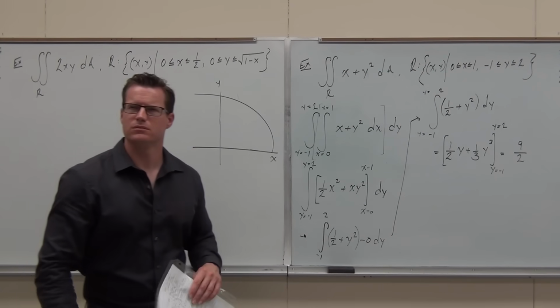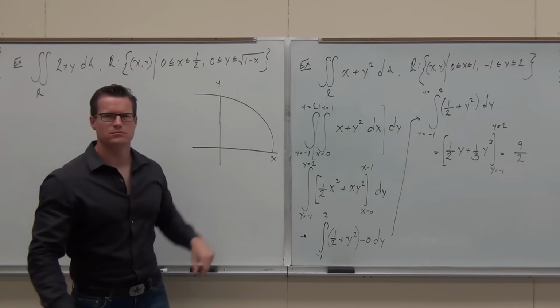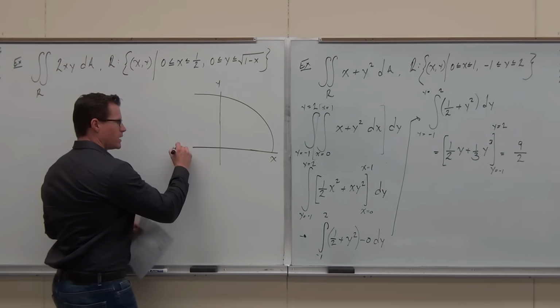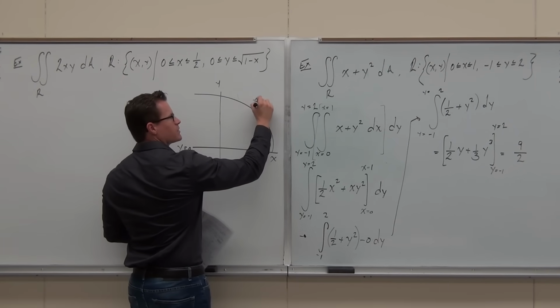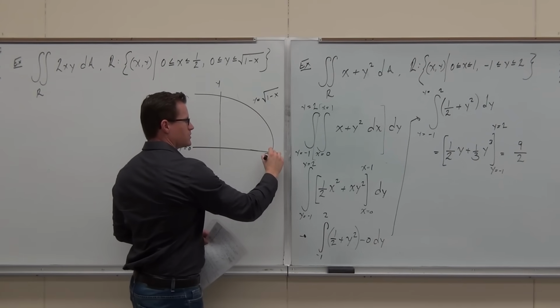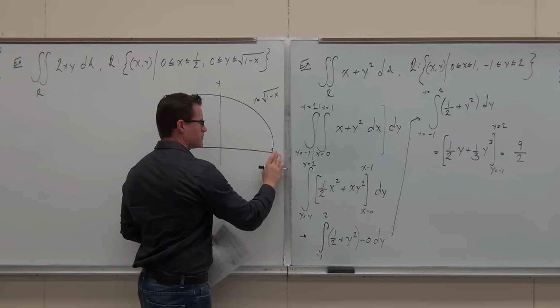What's y equals 0? What's that tell you? X-axis. It's bound by it. Bound by that. So this is y equals 0. This is y equals square root of 1 minus x, shifted to the right 1 unit.